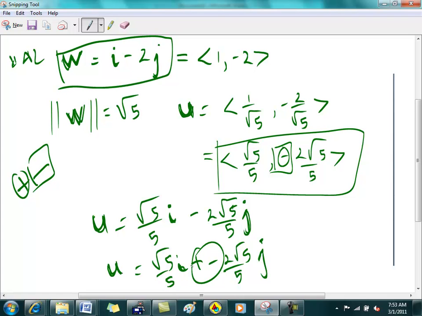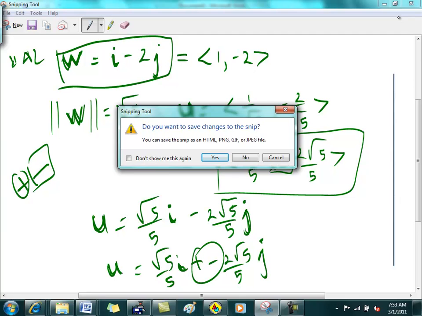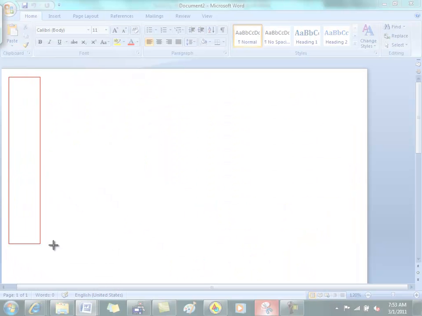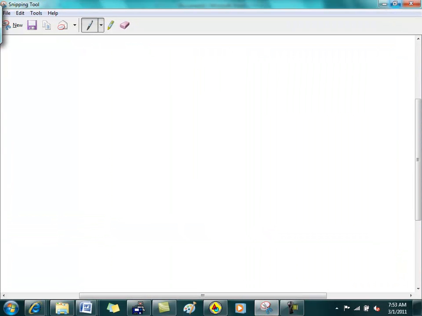45. 45 is: find the vector with the given magnitude in the same direction as u. These are good questions. So number 45, they give you that the magnitude of V is equal to 8, and you want a vector V that's going to be in the same direction as U.